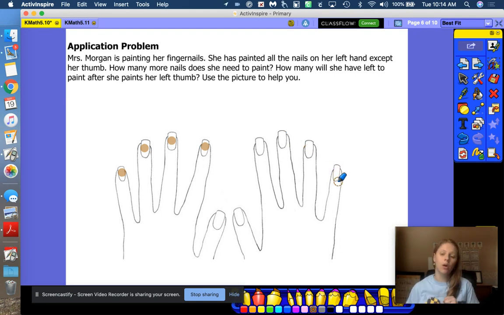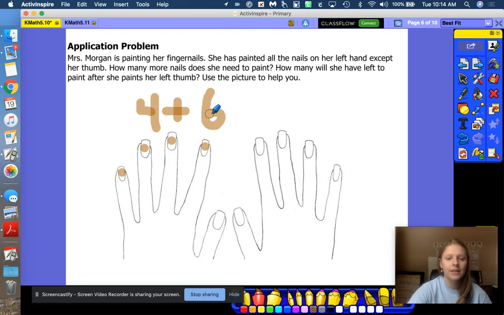Good. And some of you all automatically said, Miss Plitt, she needs 6 more, because you know that 4 and 6 makes 10. Every day those numbers get together, friends, they make 10. Great job. You can also write that in a sentence. 4 plus 6 equals 10.